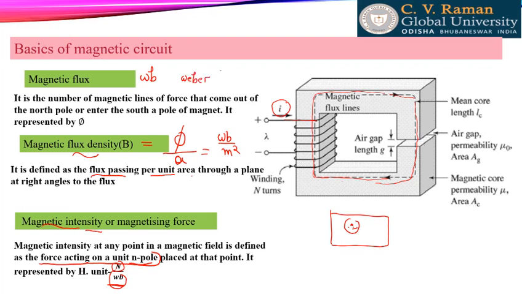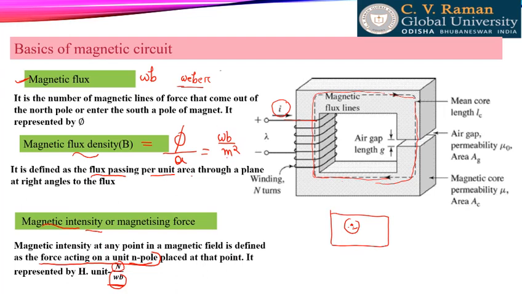W-E-B-E-R. This is the unit of Weber. So flux is measured in Weber. From this magnetic flux, we have defined these two terms. Magnetic flux means number of lines of force. Its unit is Weber. Per unit area, how much flux are we getting? That can be defined as Weber per meter square.